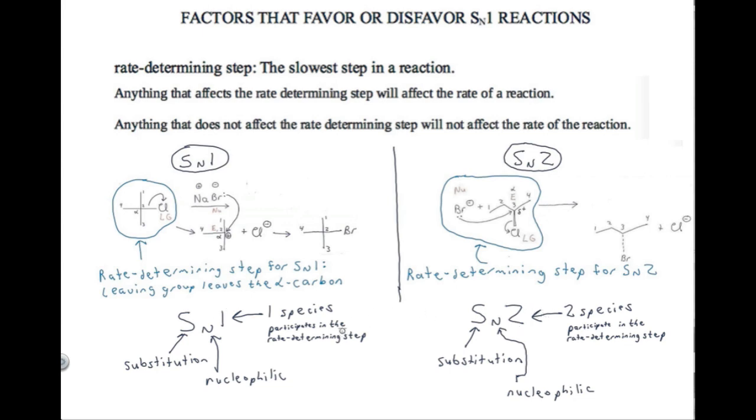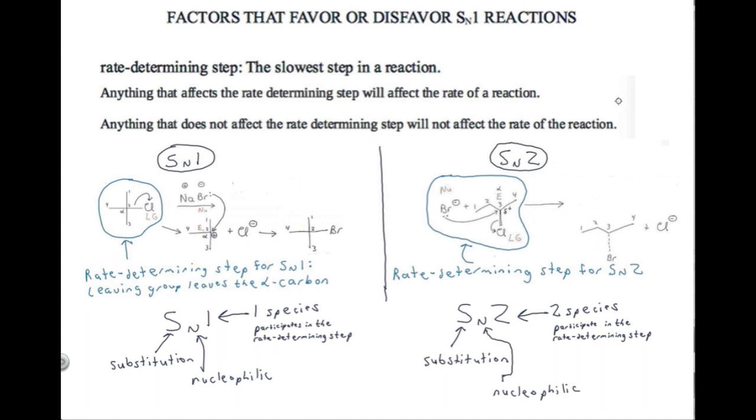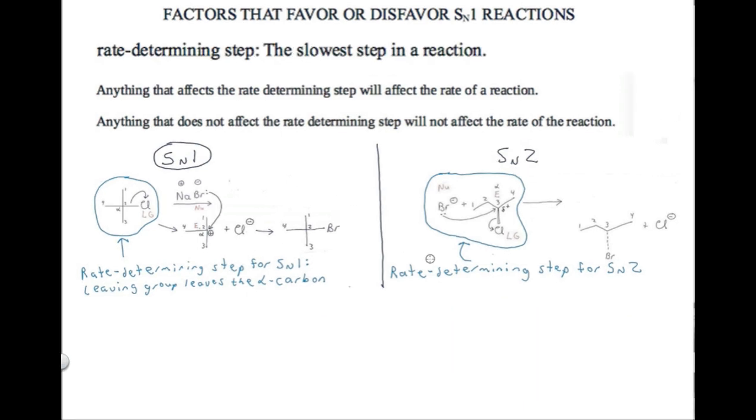Remember that these numbers don't indicate the number of steps. Even though SN1 has the number 1 in its name, it actually has 2 main steps. And even though SN2 has the number 2 in its name, it actually has 1 main step. So we've summarized some important information about SN1 and SN2 here on the screen. Now let's apply these ideas to figure out the factors that favor or disfavor an SN1 reaction.